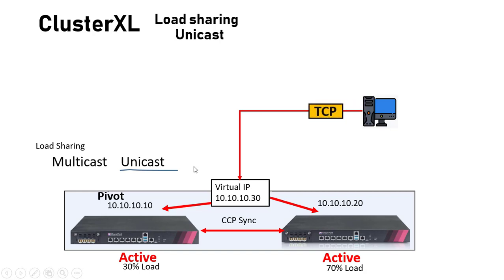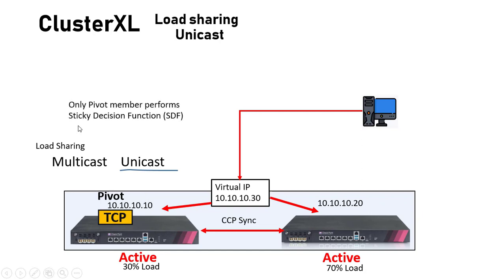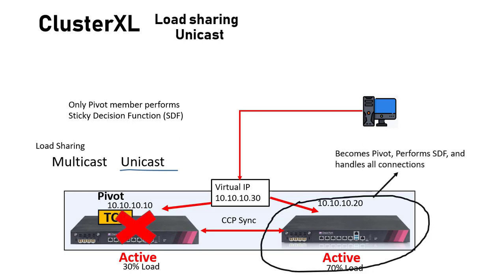Traffic flow. We have our TCP connection going to our virtual IP. Instead of going to 2 devices, it goes to the pivot because it's unicast. It's associated with only one IP, our pivot. Only the pivot member performs the sticky decision function, SDF. In multicast, 2 devices perform that function. If the device goes down, the second member becomes the pivot and performs SDF.